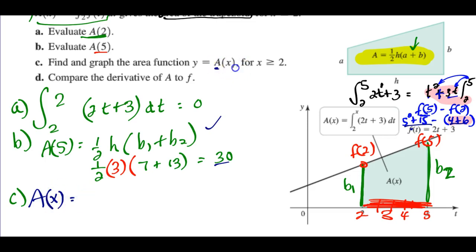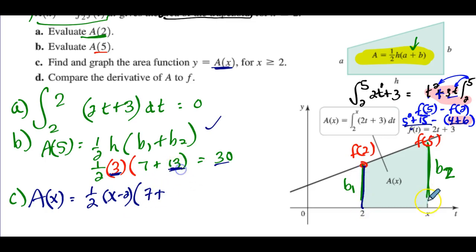So in part C, it says just find the general equation. If you don't know that it's a 5, let's just say it's a sub x. So I'm going to do the same thing, 1/2. I don't know if that's a 3 anymore, but the way that I found that distance was just 5 minus 2, but in this case it's going to be x minus 2 for the height. This is still going to be 7, which I can evaluate, but this is just f at x. I don't know what that is. So I'm just going to leave that to be the function, 2x plus 3. Yes, the function. So this is just f of x right here at that point. 2x plus 3.